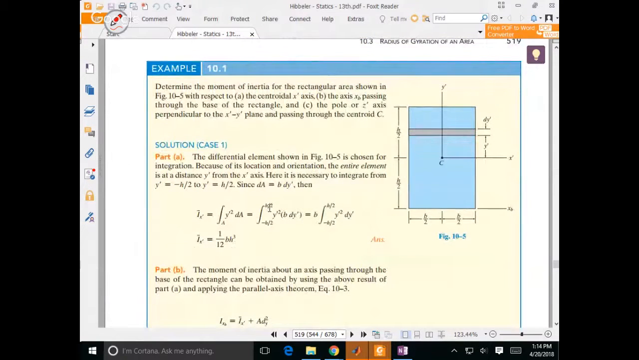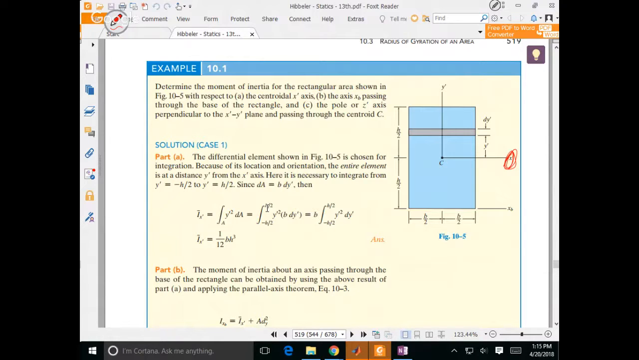So let's take a look at this case. So he says, determine the moment of inertia of a rectangular area with respect to the x prime axis, which is that one, the x prime passing through the base, and the pole or z perpendicular to the x prime y prime plane. Okay, so I guess that's the point C, and passing through the centroid C. Okay, that's what he was saying.